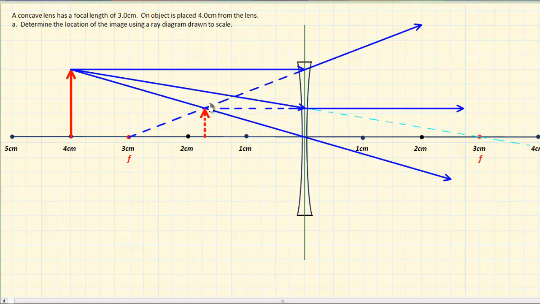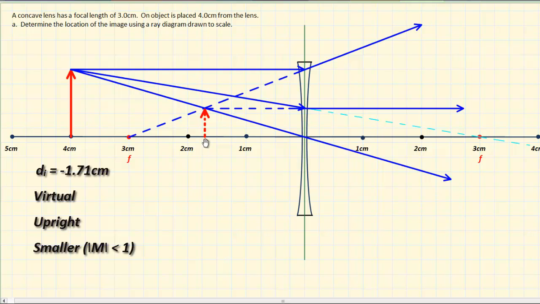So here we see my virtual upright image. It's located beyond the 1.5 centimeter mark and before the 1.75 centimeter mark. So a good estimate would be about 1.71. And because it's a virtual image, we say that the image distance is negative 1.71. So the image distance is negative 1.71 centimeters. It's upright, it's virtual, and we can see that it's smaller than the original object.